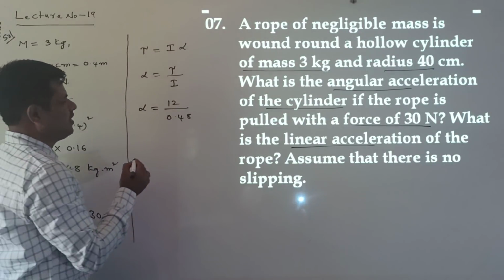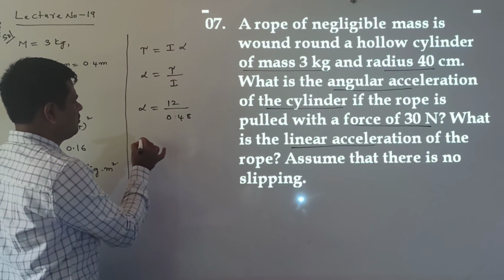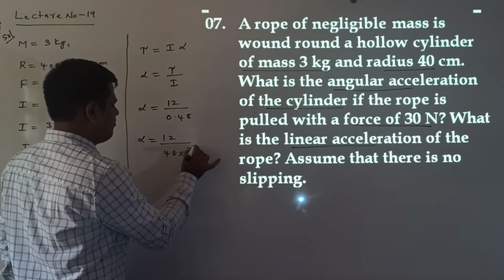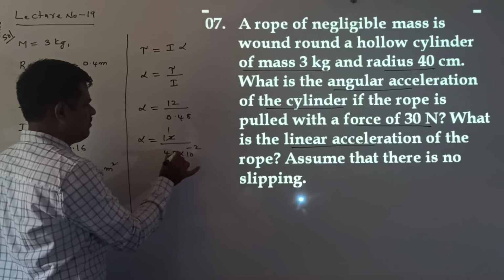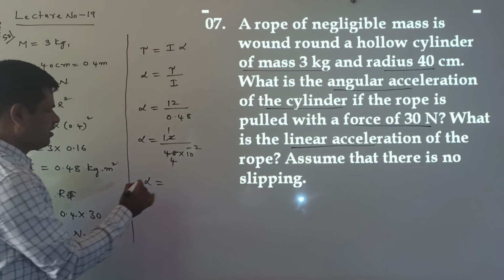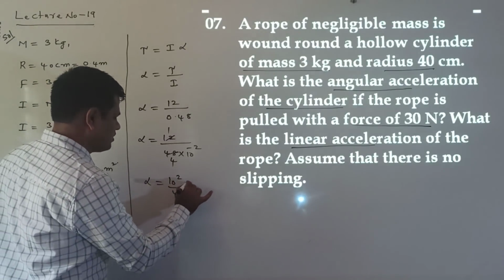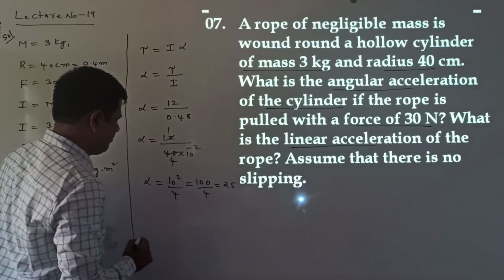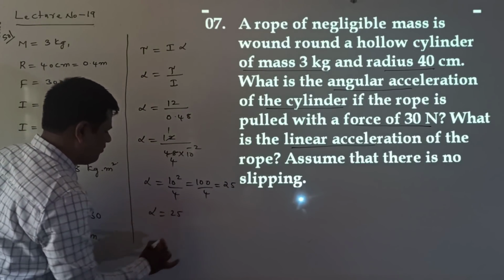This value, alpha, is equal to 12 by 48 into 10 power of minus 2. Taking 10 square in the numerator, 10 square by 4 means 100 by 4, which is 25. So alpha is equal to 25.